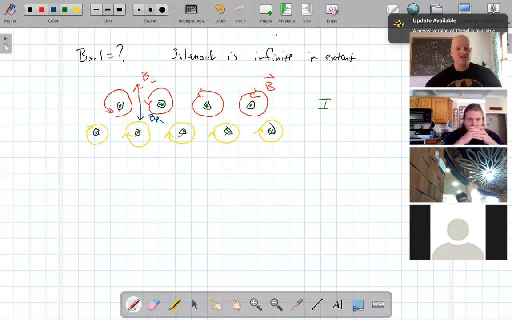Right? So for the superposition of these two fields, since they're both exactly the same distance away, this portion of the field will actually cancel this portion of the field. And the same thing is going to be true here and here as well. So anywhere in between these portions of wires, the magnetic field is going to go to 0. So there's going to be no portion of magnetic field between the wires.